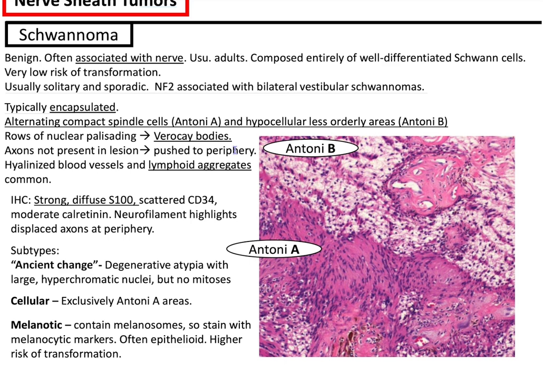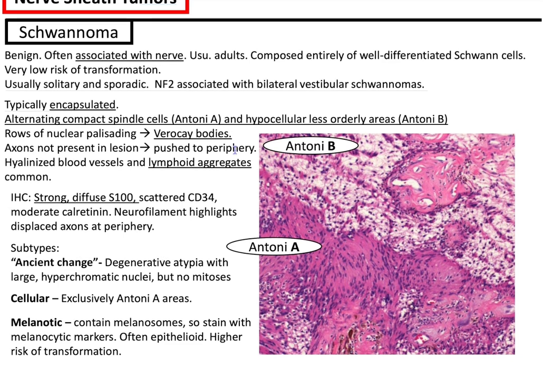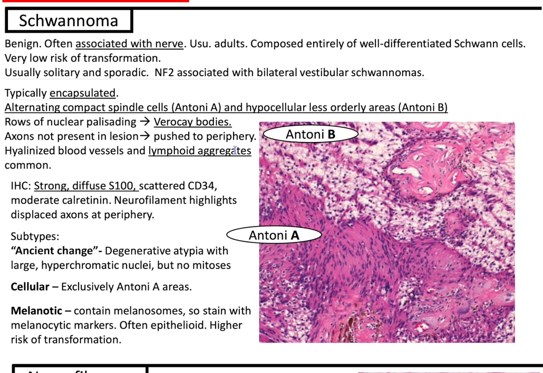Schwannoma, these are benign, often associated with nerves, and very low risk of transformation, composed entirely of well-differentiated Schwann cells, and they're typically encapsulated, and you'll have these hypercellular areas known as Antoni A, and more myxoid areas and hypocellular areas known as Antoni B. Within Antoni A, you'll have these palisading, and this unit right here with the palisaded cells, the acellular area, and then the nuclei right here, that's called a Verocay body.